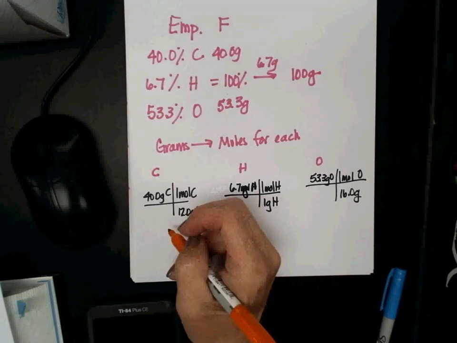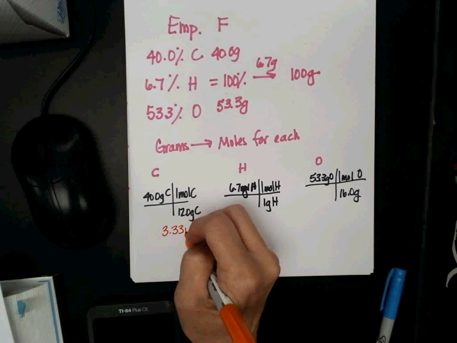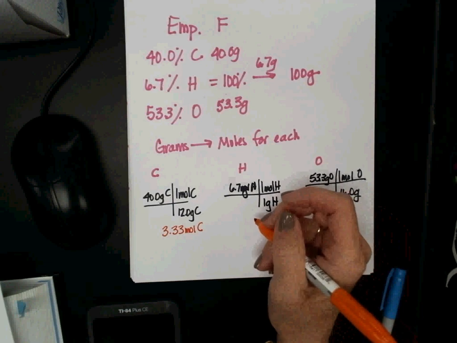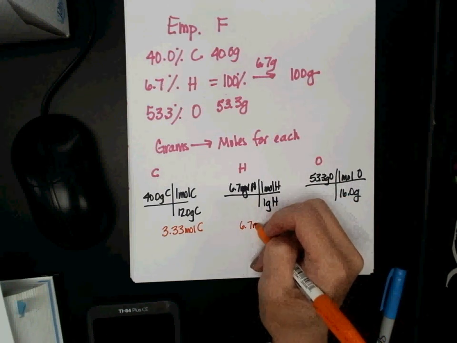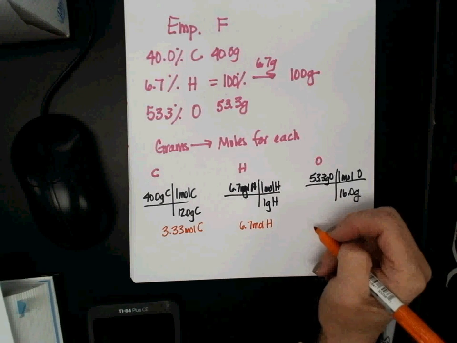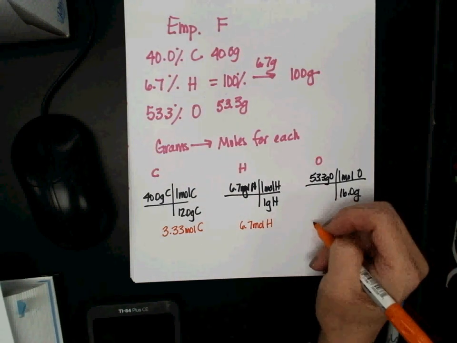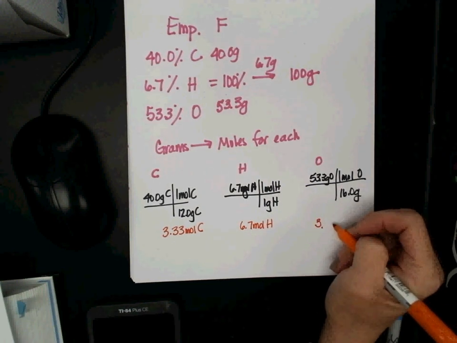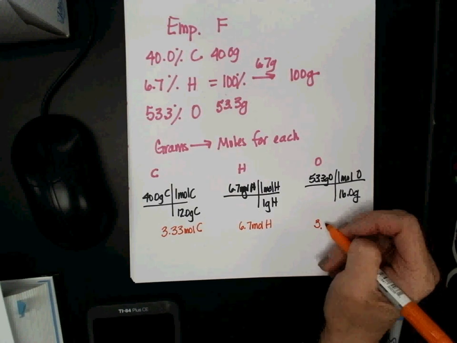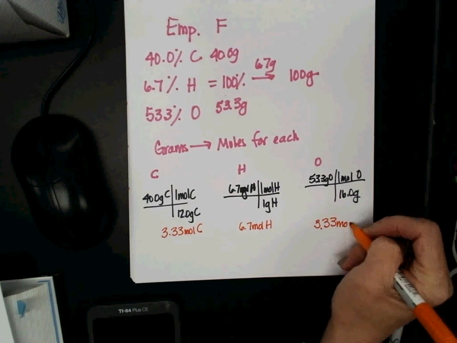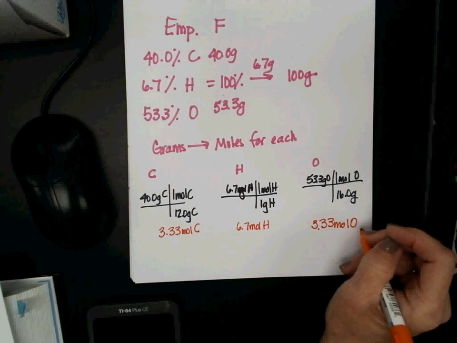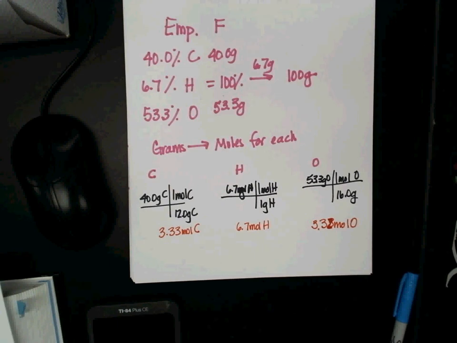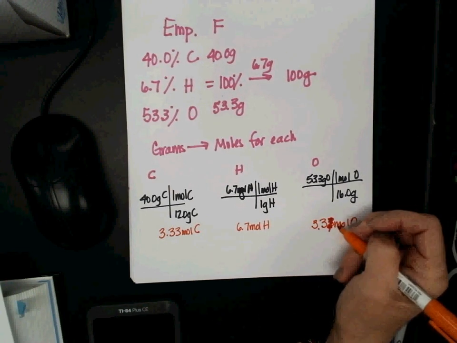Carly, how many moles do you have of carbon? 3.33 mole carbon. Haley, how many of hydrogen? 6.7 mole hydrogen. And Jackson, how many mole of oxygen? 3 point what? I didn't hear you, I'm sorry. 3.33 mole, is that what you said? Or did you say 2? 3.32? Oh, okay.